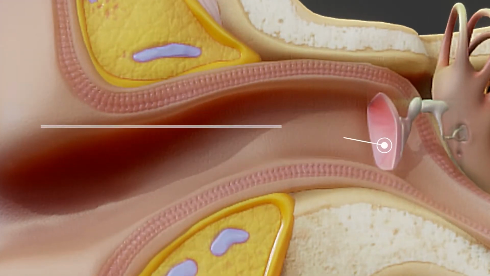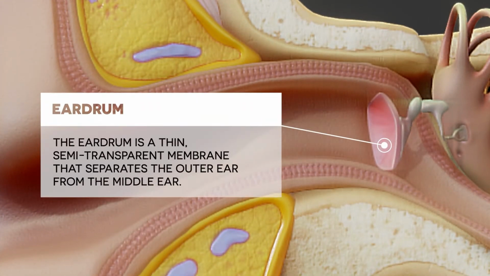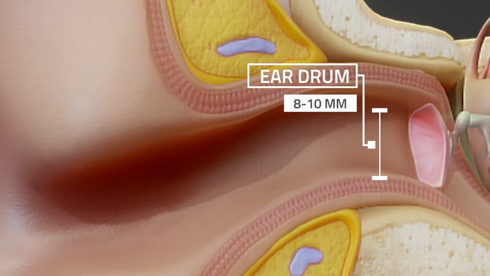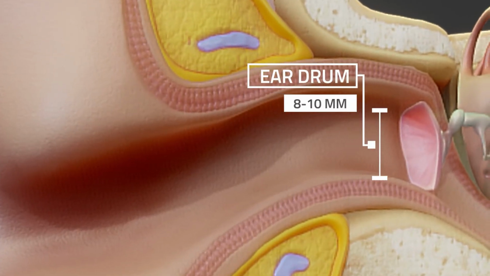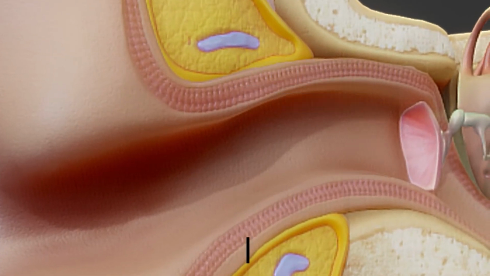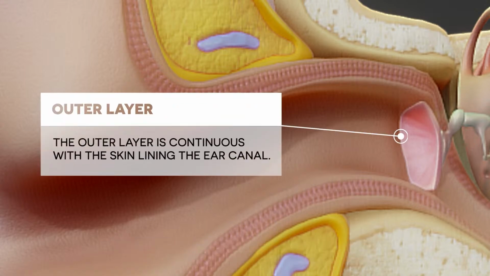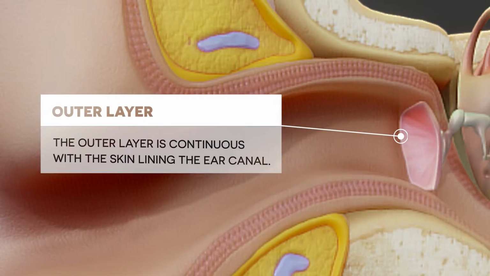Structure. The eardrum is a thin, semi-transparent membrane that separates the outer ear from the middle ear. It's roughly oval in shape and measures about 8 to 10 millimeters in diameter in adults. The membrane is composed of 3 layers. The outer layer is continuous with the skin lining the ear canal.